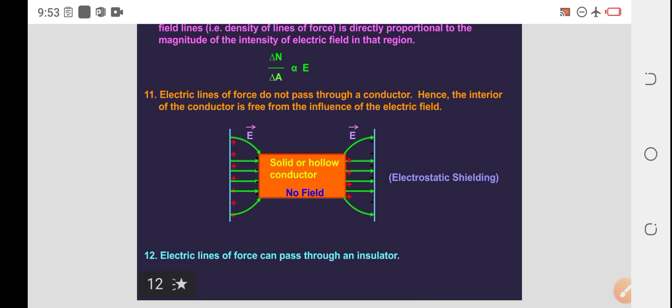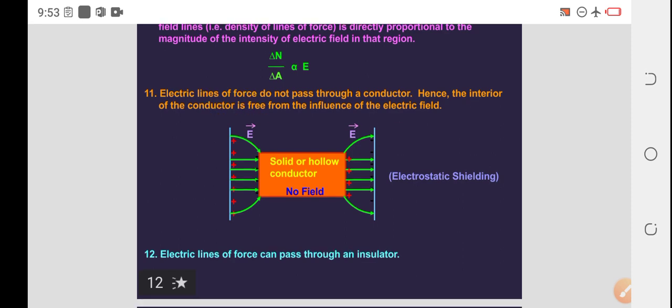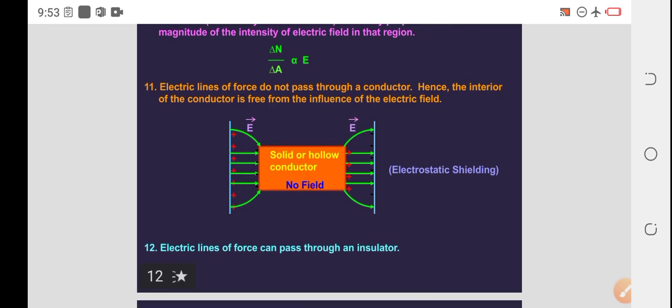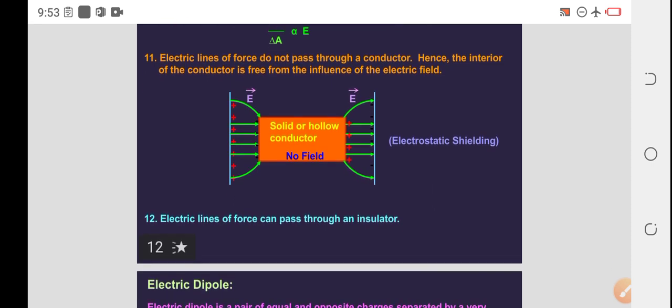Coming to the 11th one, electric lines of force do not pass through a conductor. Hence, the interior of the conductor is free from the influence of the electric field. You can see from the figure.